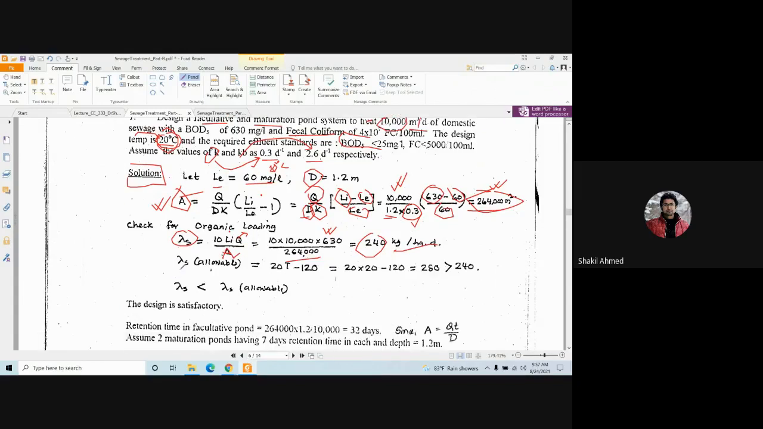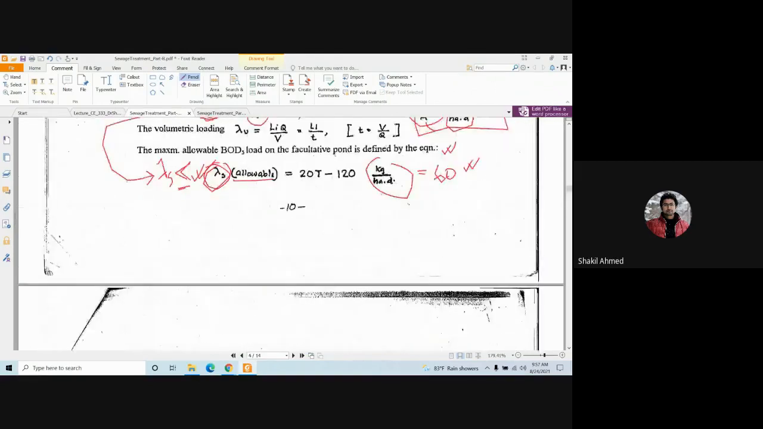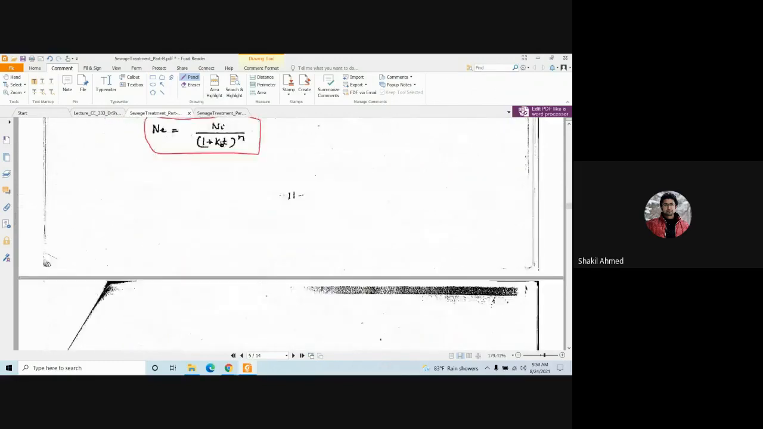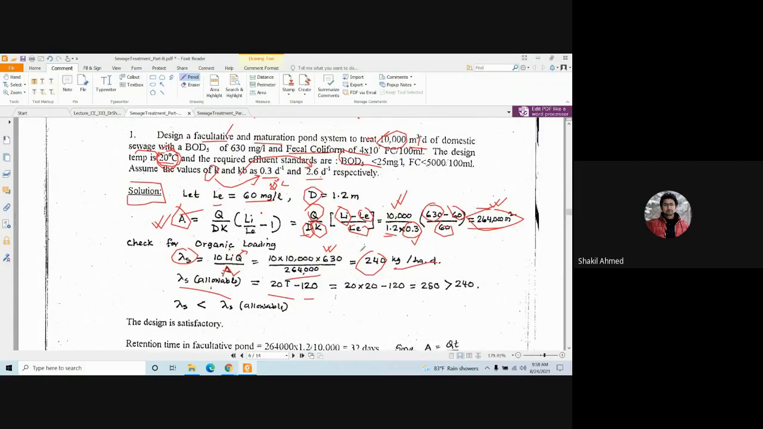Now let's calculate lambda s allowable. What is the formula of lambda s allowable? Lambda s allowable formula is 20T minus 120. So T is what, guys? 20 degrees Celsius in our case. So 20 into 20 minus 120 gives 280. So lambda s is less than lambda s allowable. Okay? Satisfactory. Design is satisfactory.